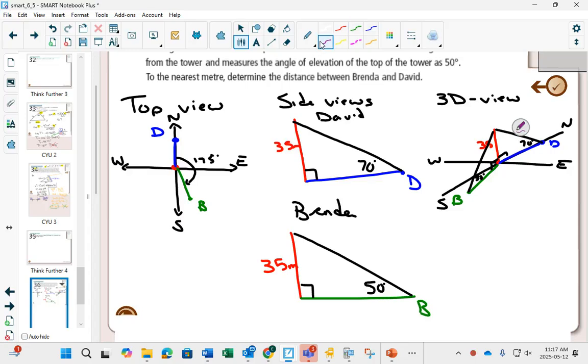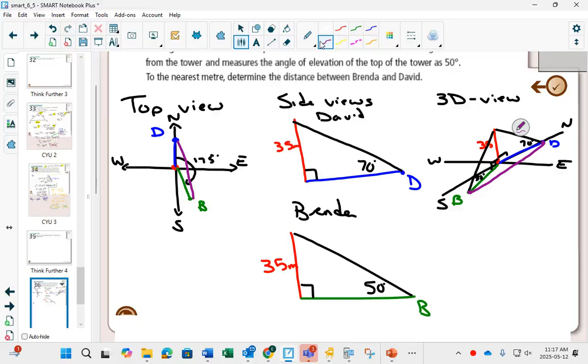And what the question is asking is, how far is it from Brenda to David? So we can see that on the three-dimensional view. You can also see that nicely. That line would be also on the top view. So this question made a lot of triangles.